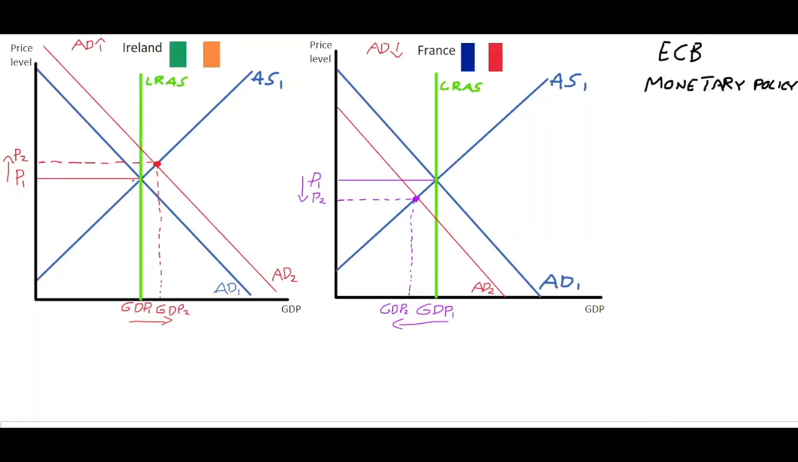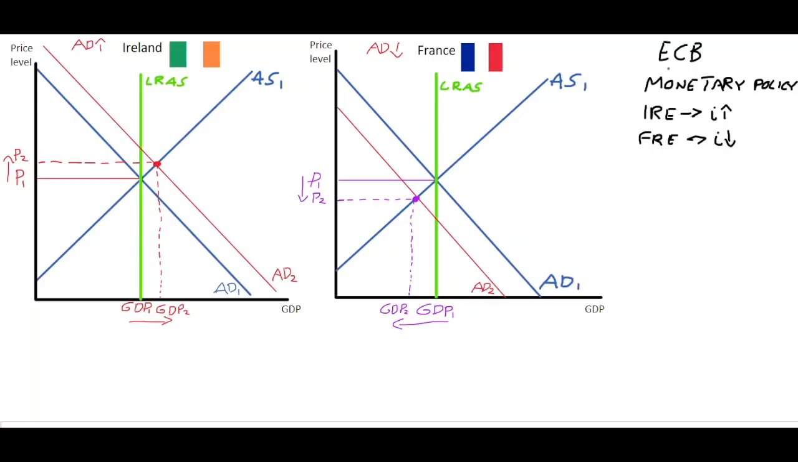Now, if we look over in the Irish case here, because prices have gone up and an inflationary gap has opened up, what is necessary to manage the economy and bring down the inflation rate is for the interest rate to rise. However, over in the French case with an unemployment gap and prices falling, what you need to do is inflate the economy. So in the French economy, what is necessary for the ECB to do is to drop the interest rate, to decrease it.